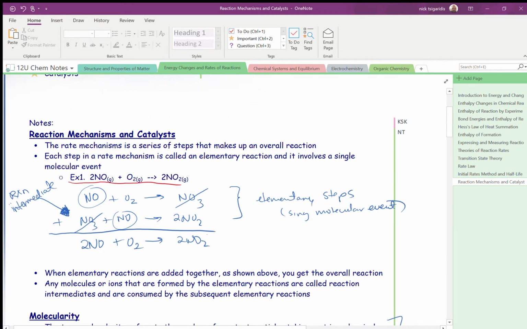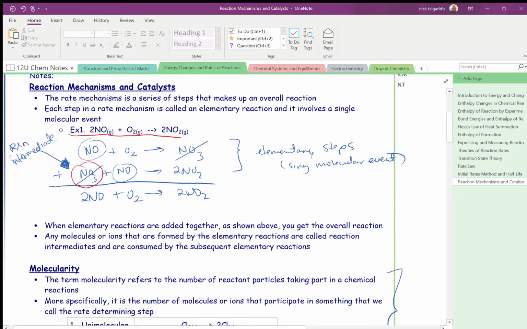As you guys can see here, we have two NOs plus an O2 producing two NO2s. When we look at how this actually plays out, it plays out into two individual steps. So the first of the two elementary reactions is NO reacts with an O2 to produce an NO3. And then that NO3 is subsequently consumed in the second reaction. As you can see right here, I'll circle that for you guys, when it reacts with the second NO to produce the two NO2s. When we look at the two elementary steps, these single molecular events, they sum together to produce the overall reaction.